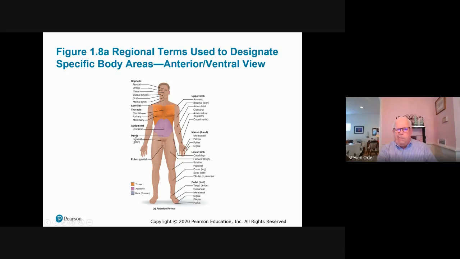And then we get to the pelvic area, which is right below the abdominal area. And the inguinal area is known as your groin. And obviously, the pubic area is where your genitals are, both male and female. Okay? Any questions on that?